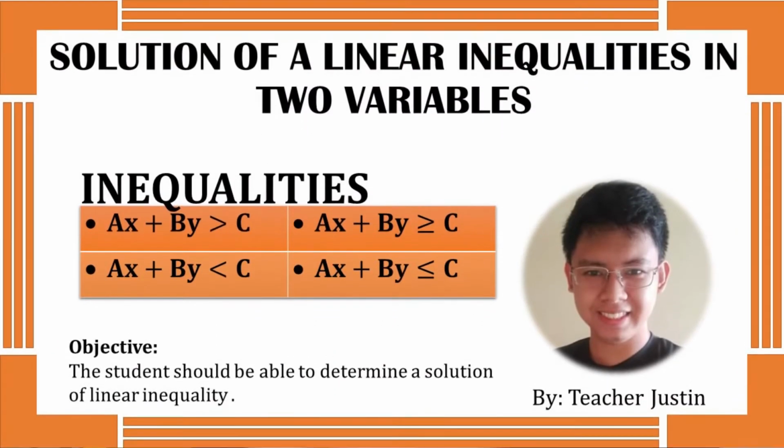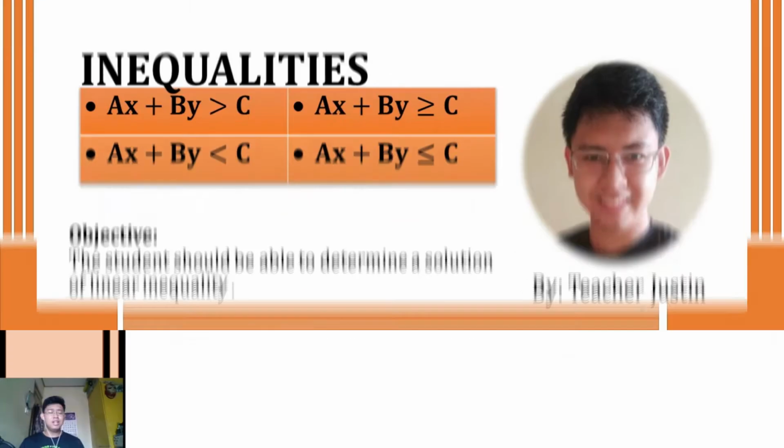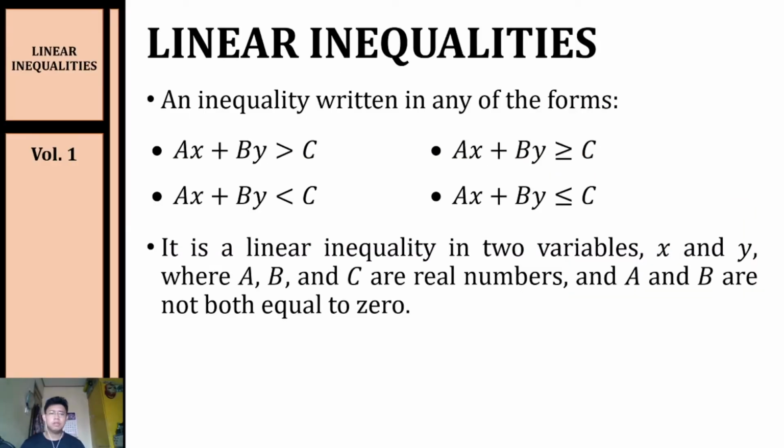On today's topic, we're going to talk about checking our solution to our linear inequalities. Alright, let's talk about linear inequalities. A linear inequality can be written in the form ax plus by is greater than c, where a, b, and c are real numbers and a and b are not both equal to 0. We can also use inequality symbols like less than, greater than or equal, and less than or equal.